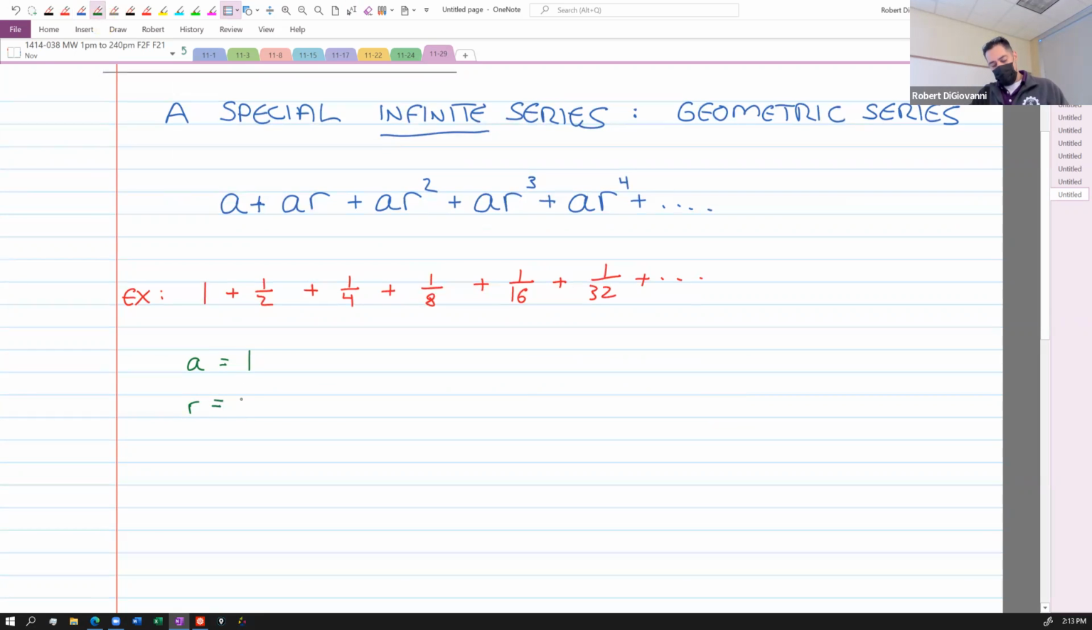A is 1, R is a half. Right? Because here A is 1, and if all these A's are ones, then we just really need to look at the R. So this should just be R, R squared, R cubed, R to the fourth, R to the fifth. So yeah, that looks like 1/2 squared.